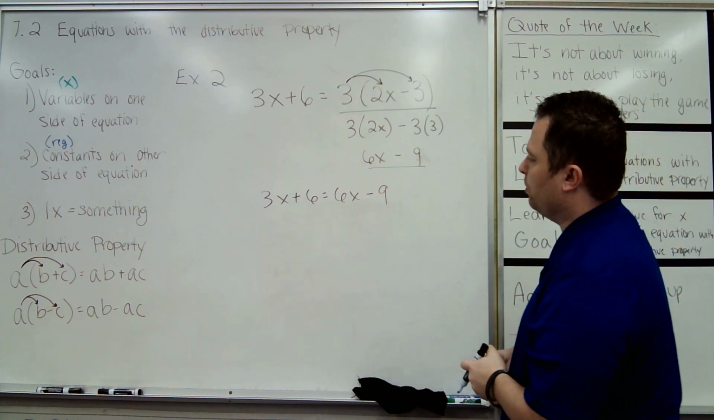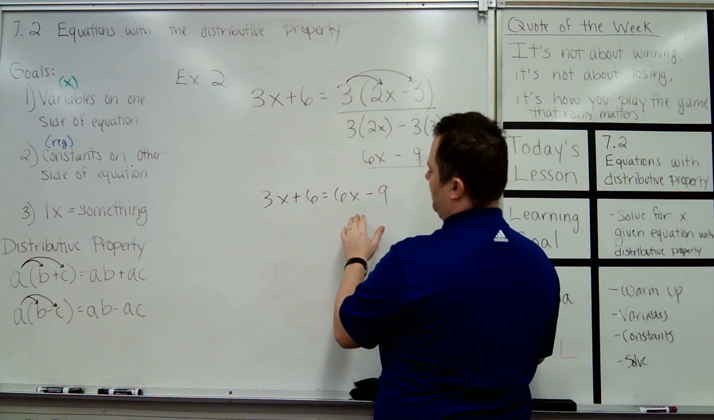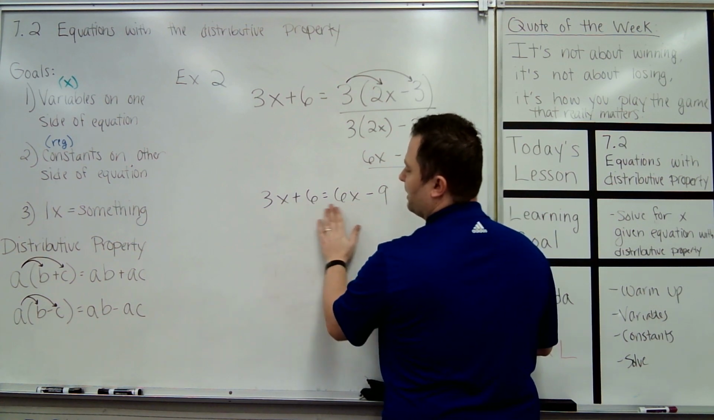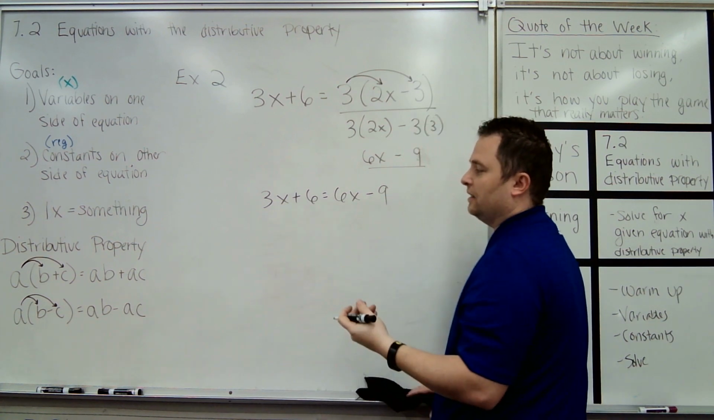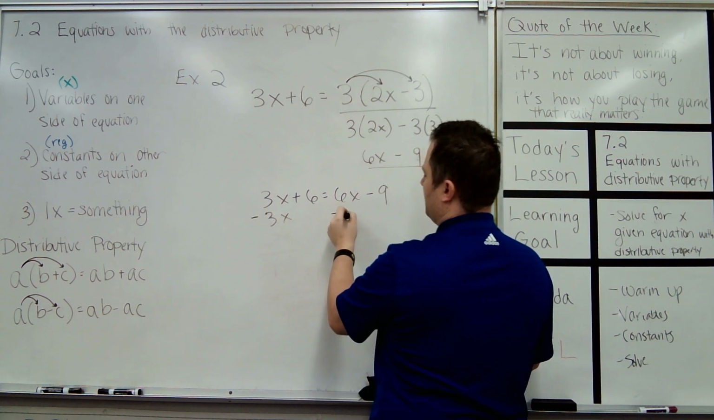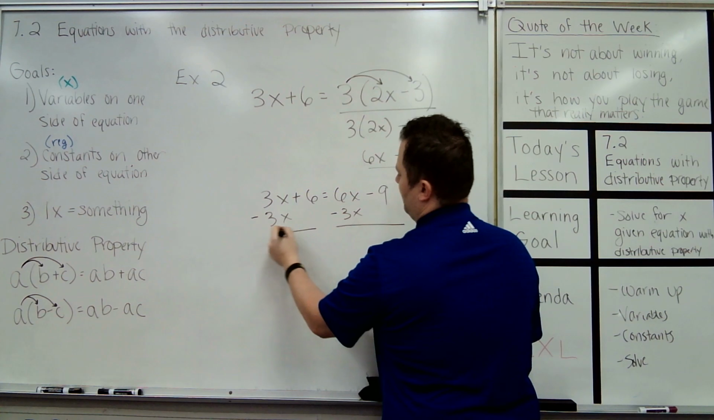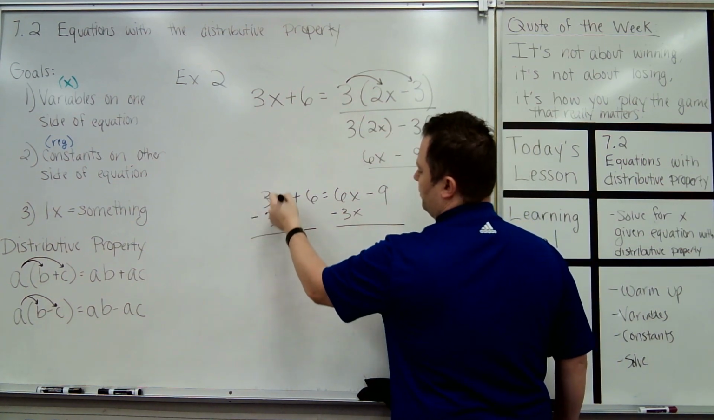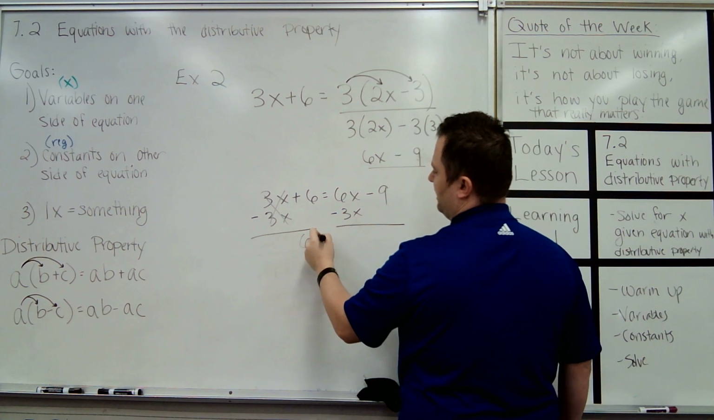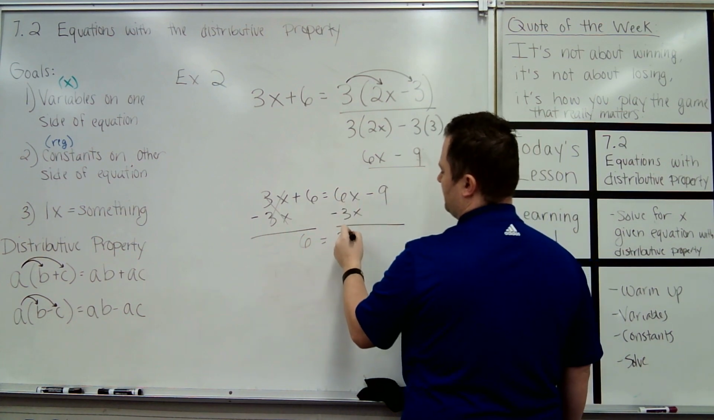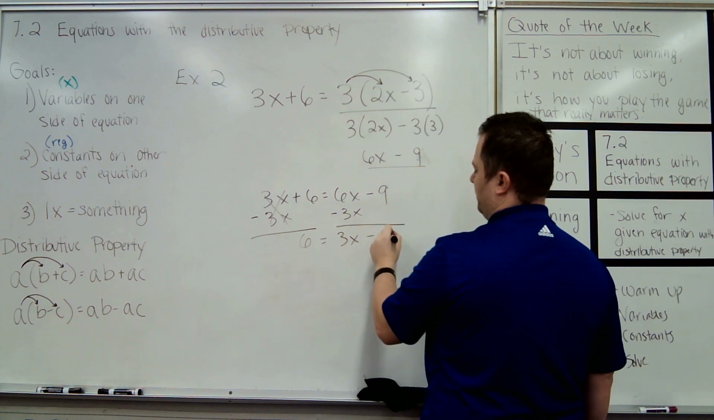I want variables onto one side. So I could choose the left or the right, but would I rather take away 3x from both sides? Would I rather take away 6x from both sides? I'd rather deal with positives, so I'm going to take away the smaller of the 2. Minus 3x, minus 3x. Whatever I do to one side, I will do to the other. 3x, take away 3x, they cancel, they go away. All that's left on this side is 6. 6x minus 3x is 3x. And then I didn't touch minus 9, so it's still there.